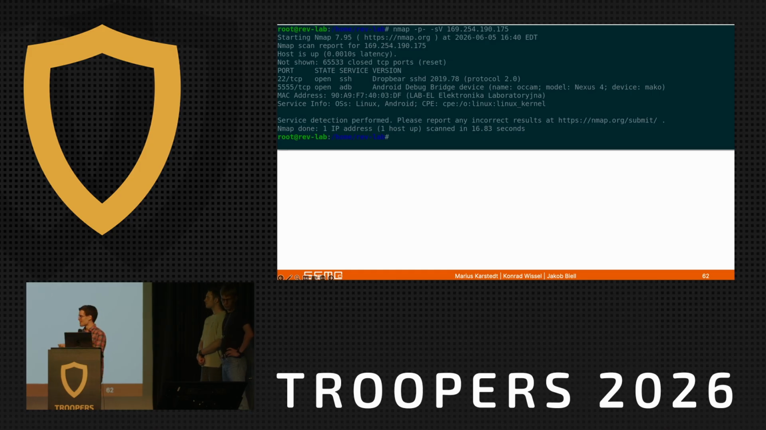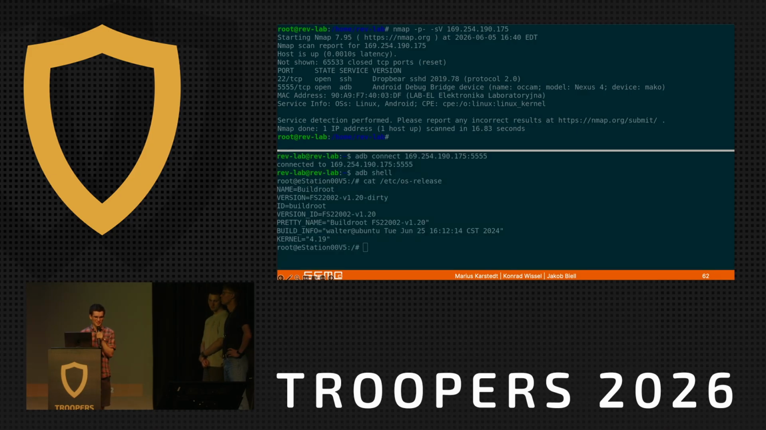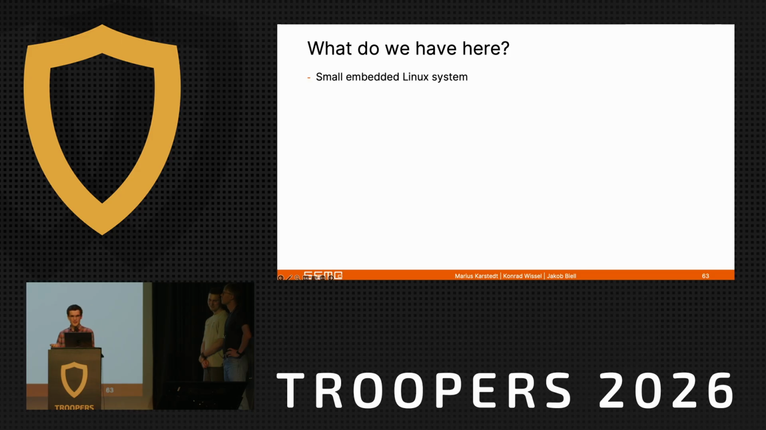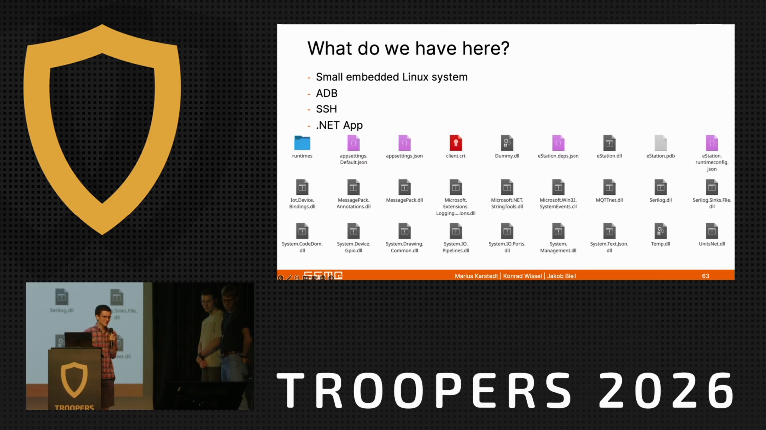And what we saw there is SSH, which is just common practice. This is totally fine, but also ADB, which is the Android Debug Bridge. If you don't know, it's usually used for connecting your PC to your Android phone and getting a shell there to do debug stuff like regular programming stuff. But in this case, it just instantly gave us a root shell on the access point, which is quite helpful because this way we could see what we are actually dealing with: a small Linux embedded device with ADB, SSH and a .NET app.